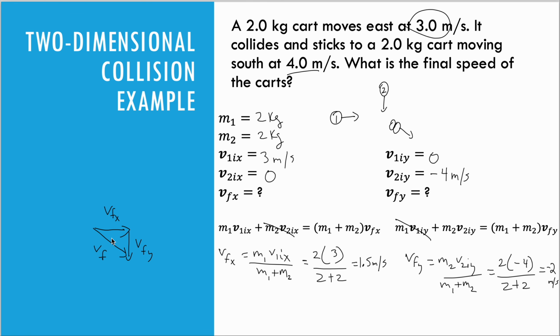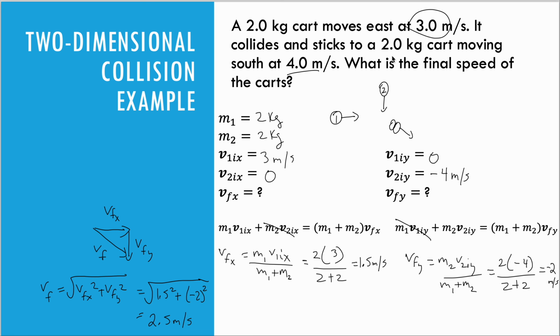Since we're looking for the final speed of the carts, we can just find the magnitude of this velocity by using the Pythagorean theorem. Vf equals the square root of vfx squared plus vfy squared. We're going to plug in the square root of 1.5 squared plus negative 2 squared. And we're going to get 2.5 meters per second as the final speed of the combination.